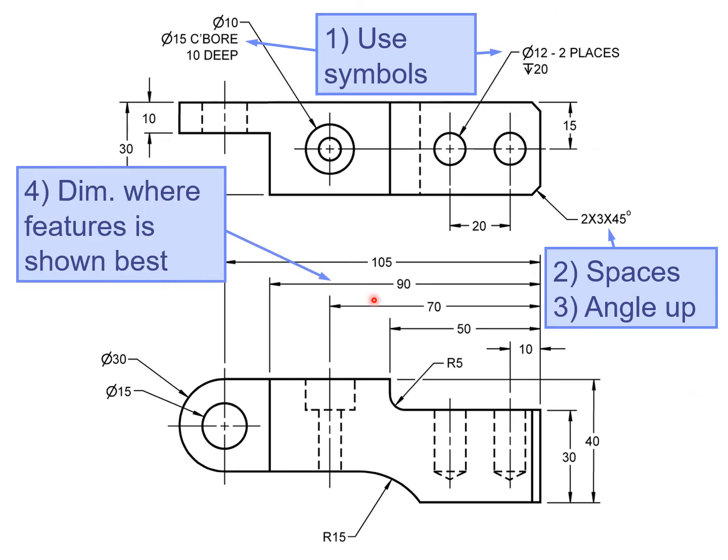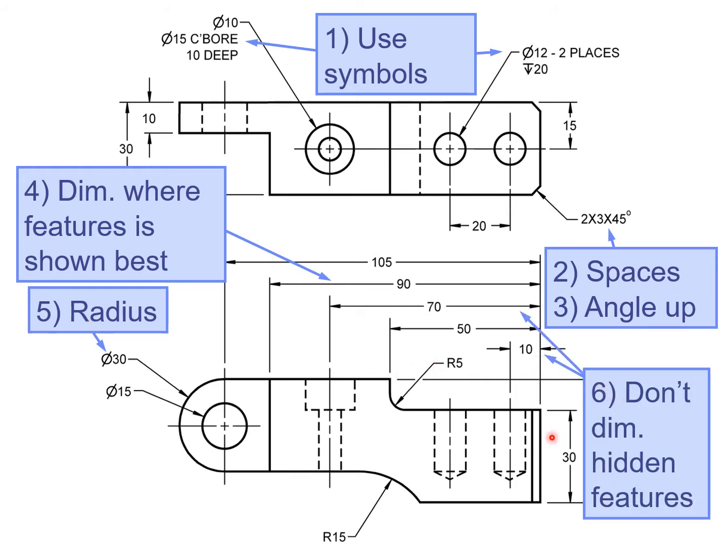Okay, next mistake is the dimension of 90 looks better in the top view. We can see that it's dimensioning a step. So let's place the 90 units in the top view. And again, we also caught the radius mistake. You do not dimension an arc with a diameter, you do it with a radius.